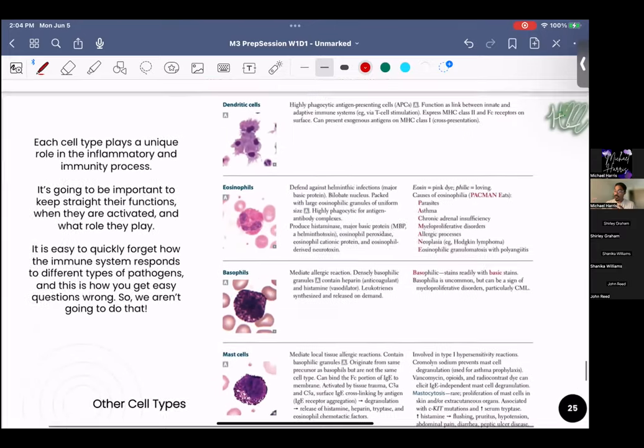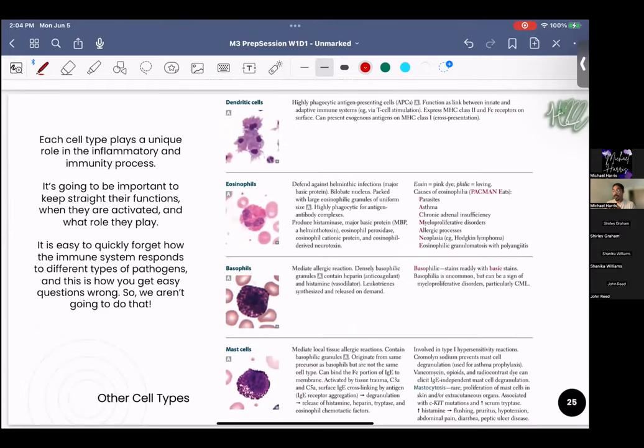Now, here's a recap of all those other cells we talked about. We're going to look more at dendritic cells later, because that's the connection really between adaptive and innate. Eosinophils, not really a big thing here because this is more for parasites. These guys we touch on when we talk about allergies.